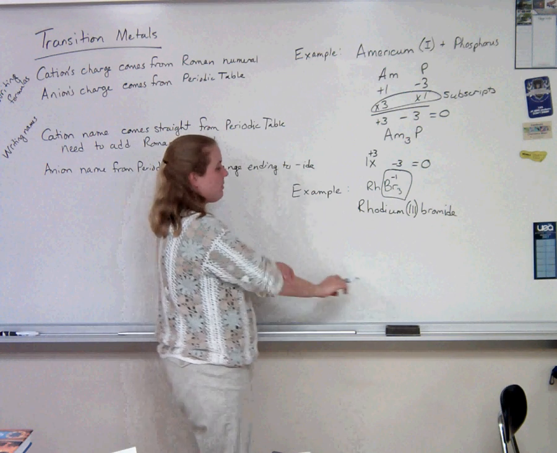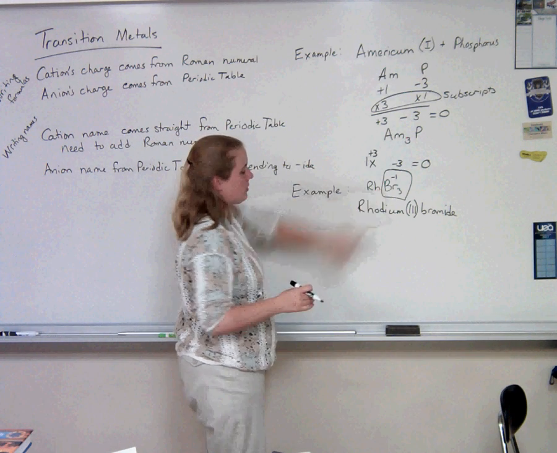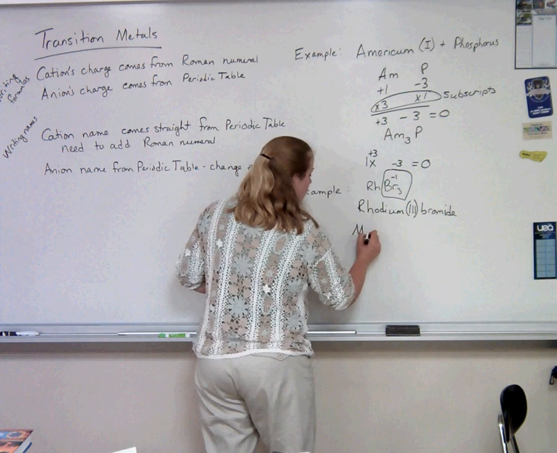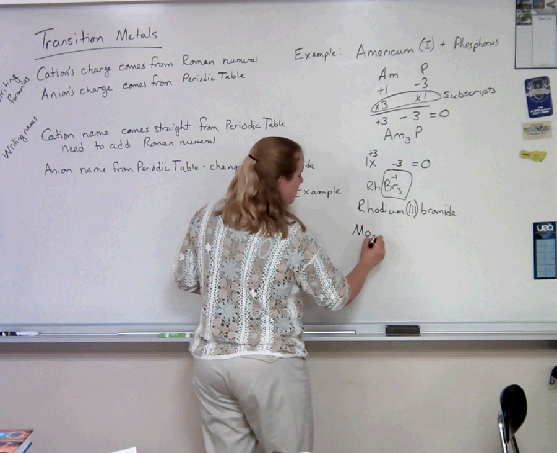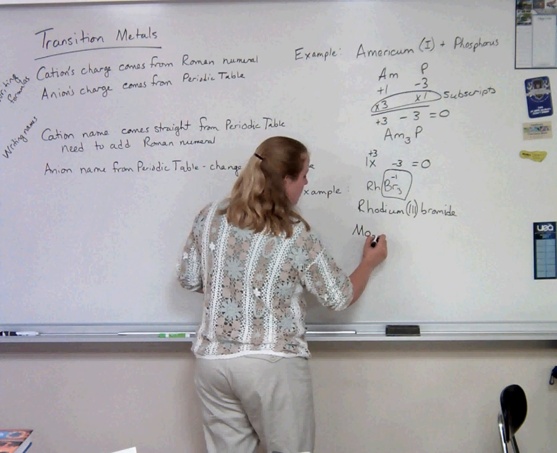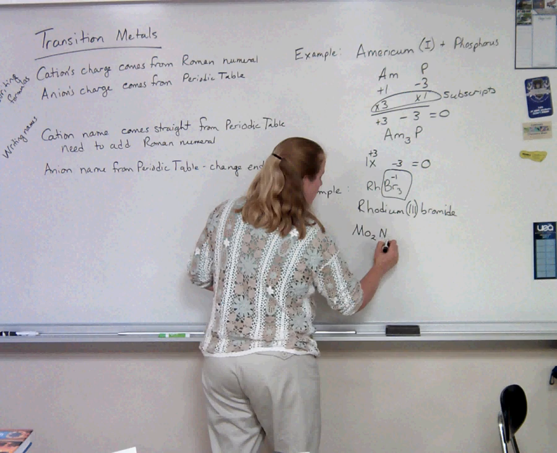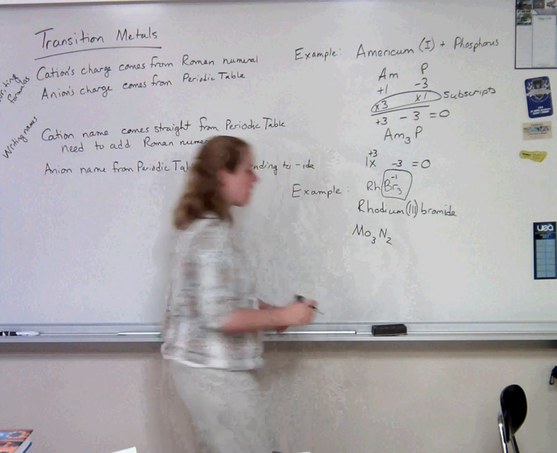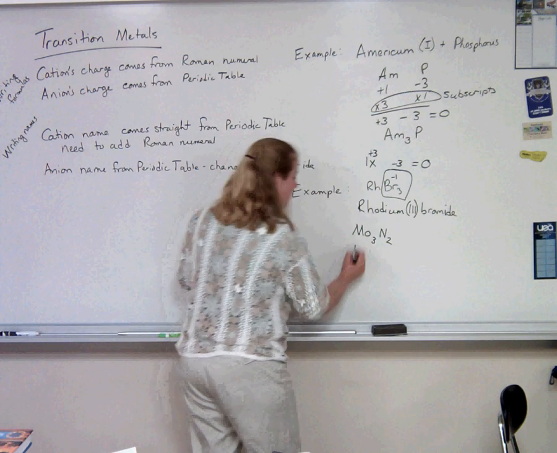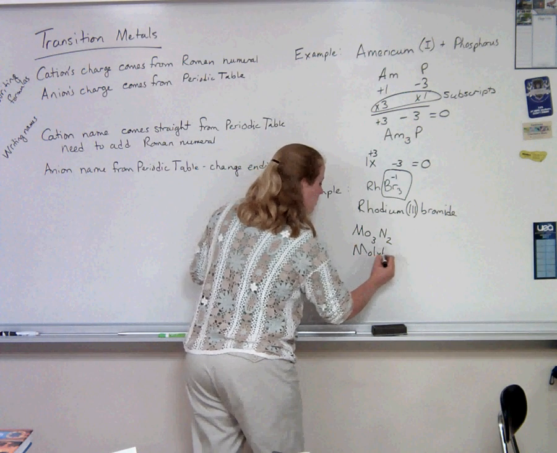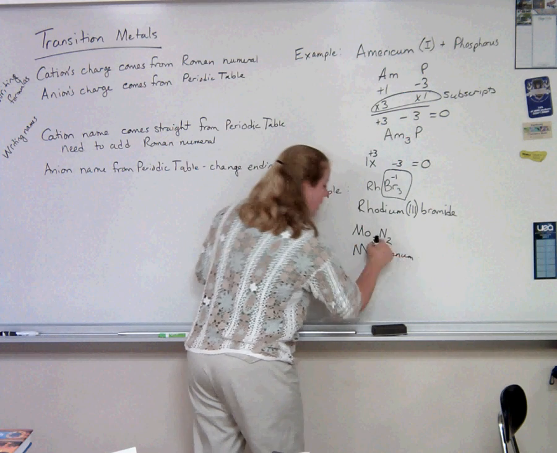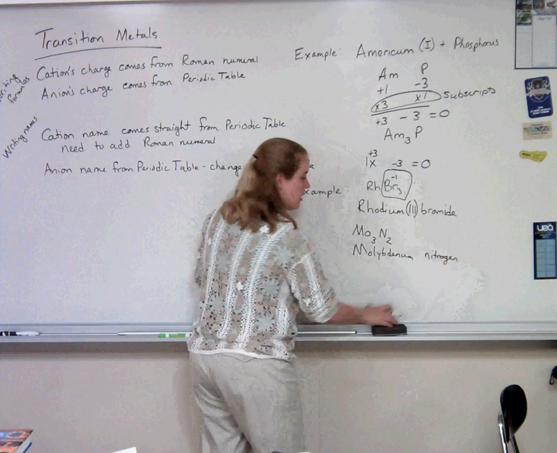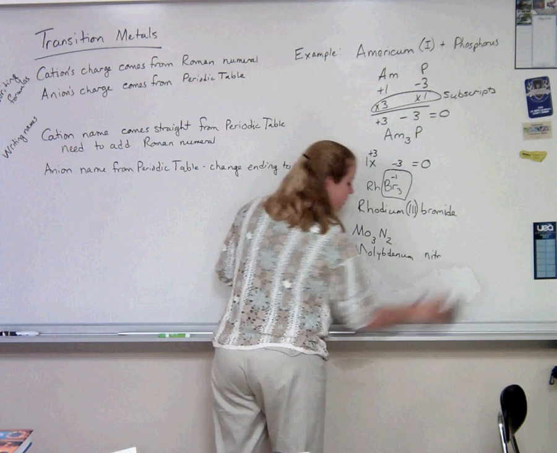Alright, let's do something a little bit more complicated. So let's say that we wanted Mo3N2. Okay, so Mo is molybdenum. N is nitrogen. But then I have to change the ending to -ide, so we get nitride.